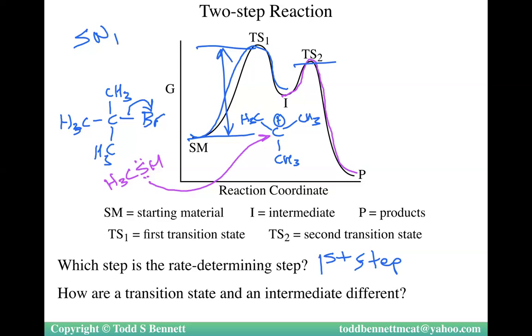Okay, so knowing your energy diagrams, recognizing one step, two step. This is a two-step reaction, and the rate determining step only depends on the electrophile, the leaving group leaving.